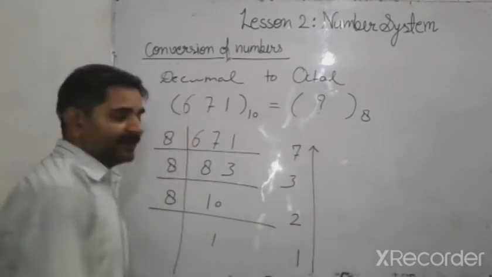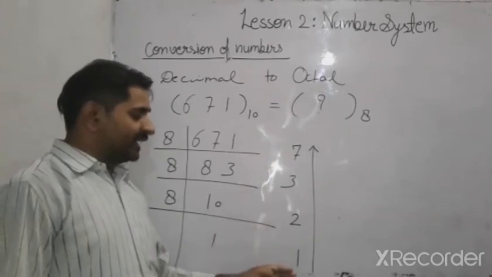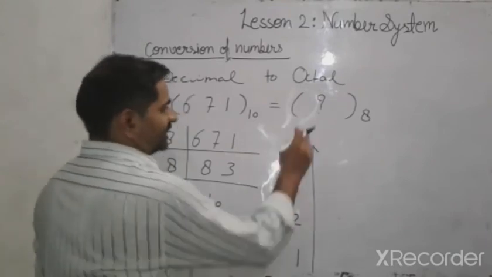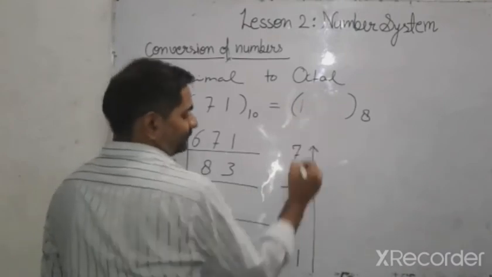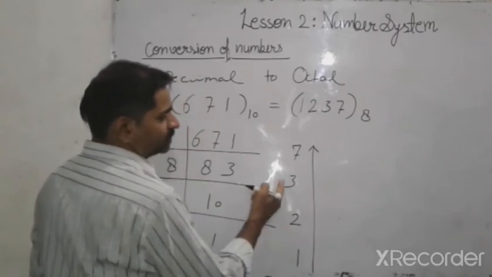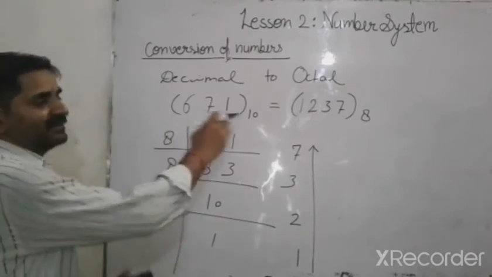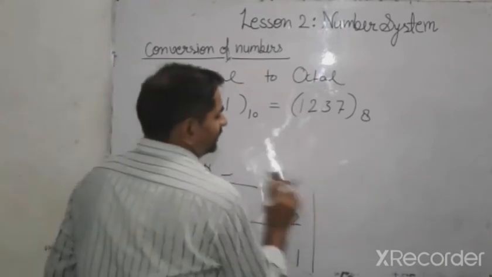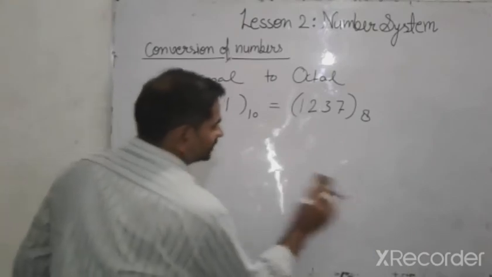Now when we write these remainders to form a value, we take the order from bottom to top. So the octal equivalent of 671 is 1 2 3 7. 1237 is the octal equivalent of 671. Now the question is, how can we verify the calculated value is correct or not?